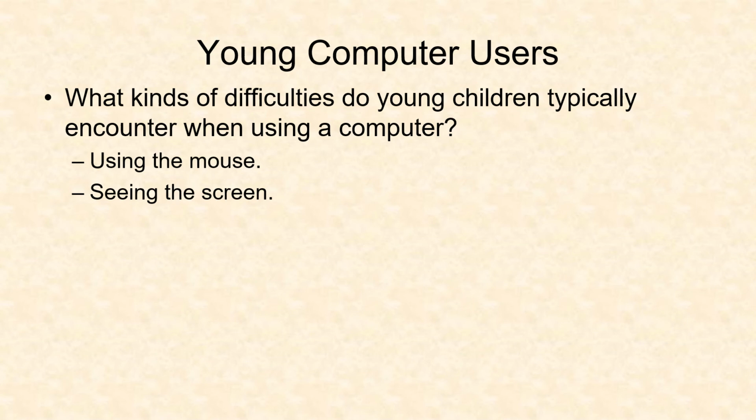One last thought as we round out our tour of the Ease of Access Center. For early childhood educators, what kinds of difficulties do young children typically encounter when using a computer? Typically, it's in two different areas. Number one, visually seeing things on the screen. And number two, using the mouse and trying to coordinate seeing the mouse pointer on the screen with using and moving the mouse.